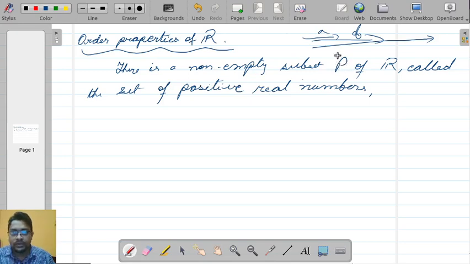It can actually be shown that if such a subset P of R exists which satisfies these listed properties, it has to be the set of all positive real numbers. There is no other option. So there is a non-empty subset P of R, called the set of positive real numbers, that satisfies the following properties.